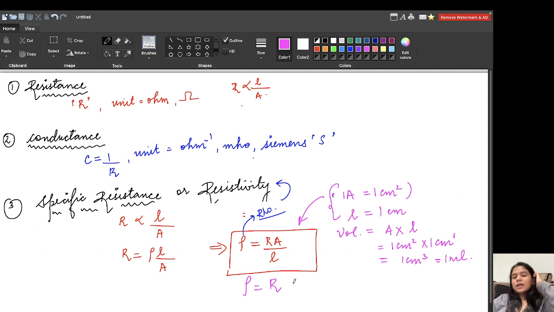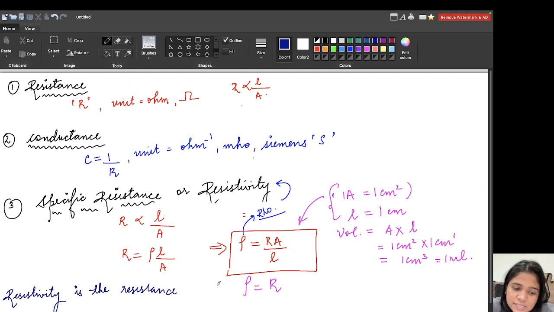So, according to the formula, the definition will be: resistivity is the resistance of all ions of the electrolyte present in 1 ml of solution.